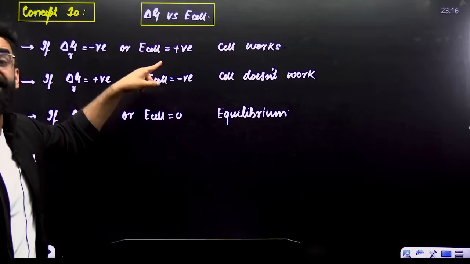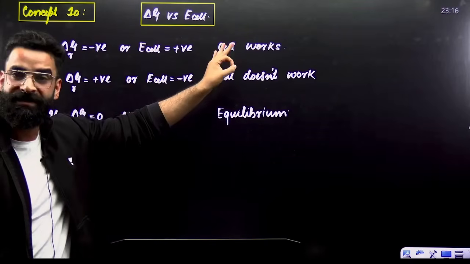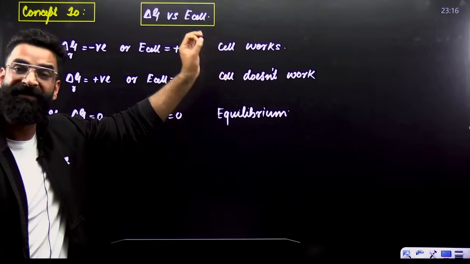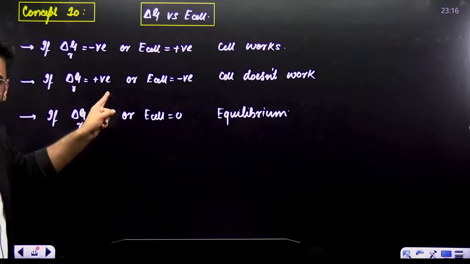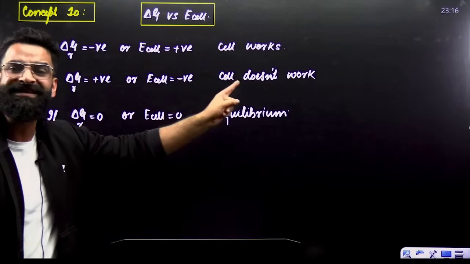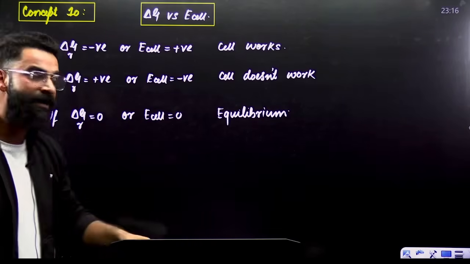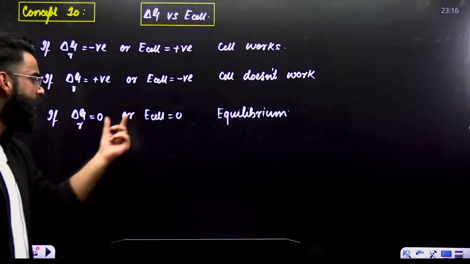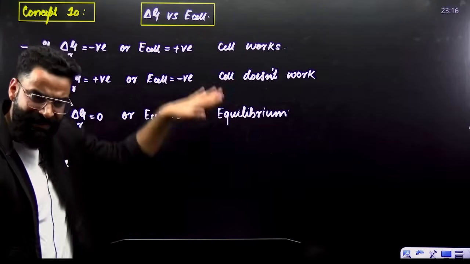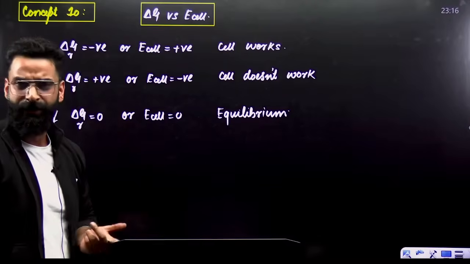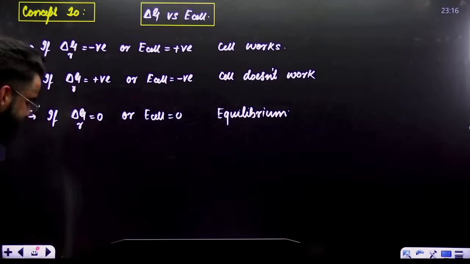Delta G negative or E cell positive. Remember that a cell works like a normal galvanic cell in which cell reactions will be spontaneous. Any cell for which delta G is positive or E cell is negative does not work. It does not produce any current. And any cell whose delta G is 0 or E cell is 0, we say this cell has attained the equilibrium condition. Remember this, it can be asked as a theoretical question in the examination hall.